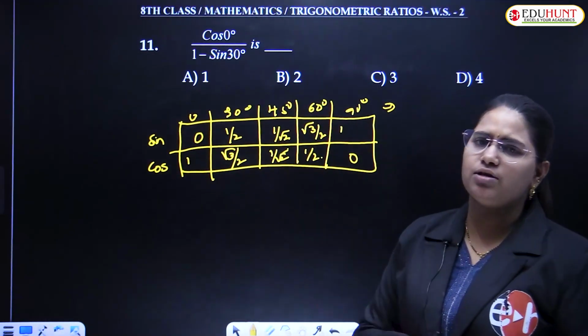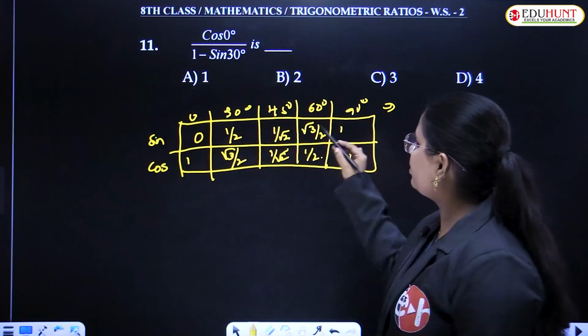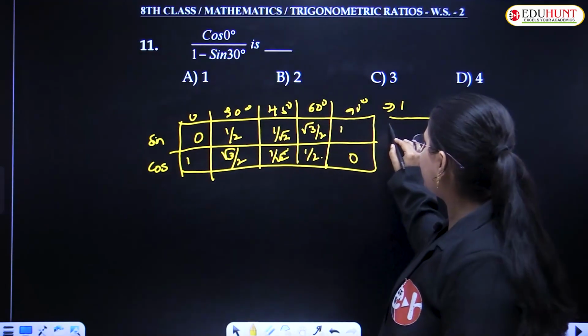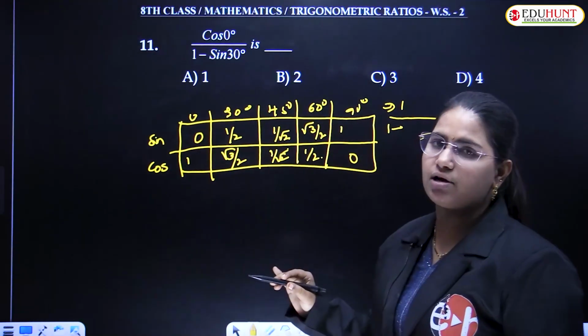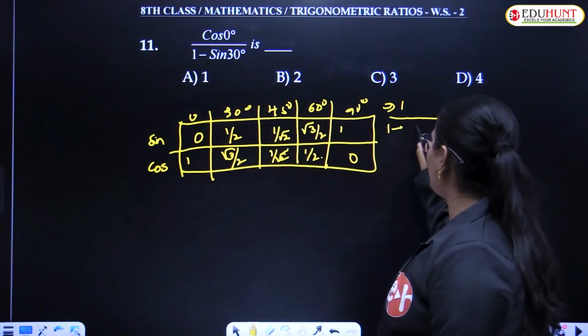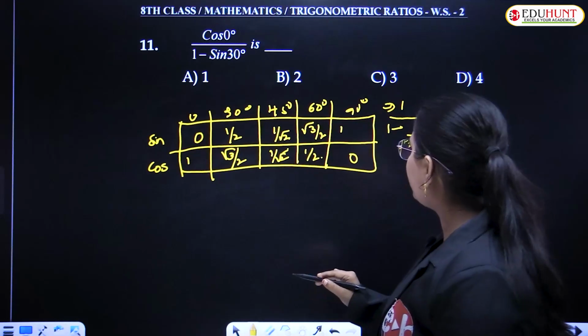From the table you can learn, right? What is the value of cos 0? Numerator value, cos 0 is 1. Correct. And in the denominator we have 1 minus... what is the value of sin 30 degree? Tell me here, what is the value of sin 30, which is 1 minus 1 by 2. Correct. 1 divided by 1 minus 1 by 2.